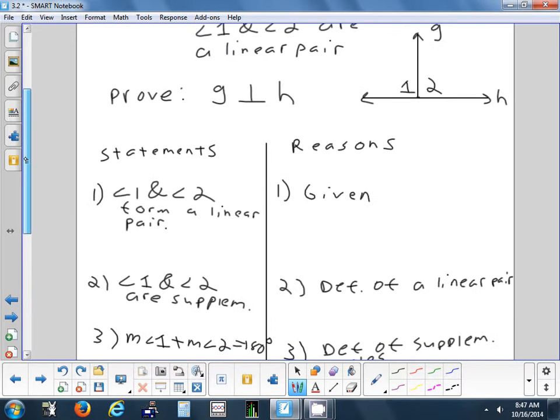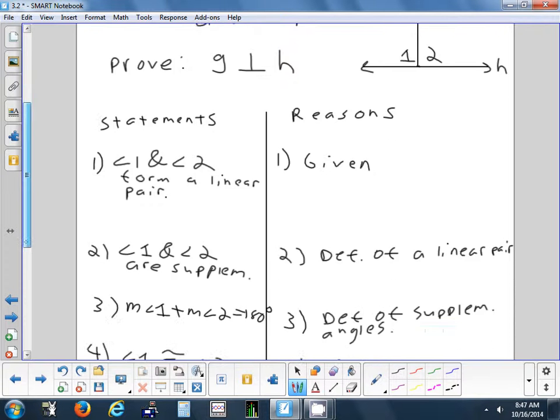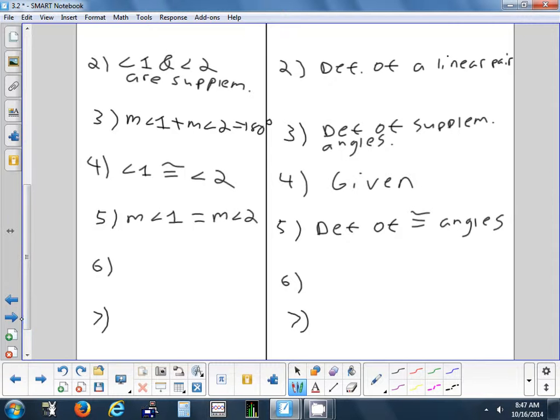So once you show that the measure of angle 1 is 90, then you can say that that's a right angle, and by the definition of perpendicular lines, G and H are perpendicular. So that's what we have to try to get to. But once we get that the measure of angle 1 equals 90, we're good. Anyone else see what we can do?